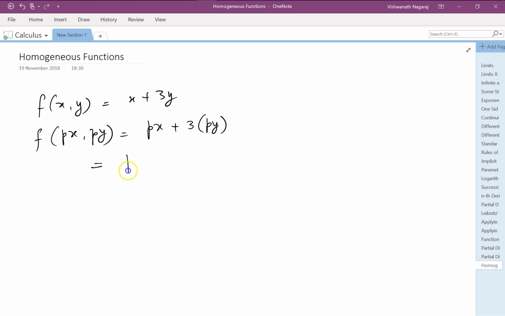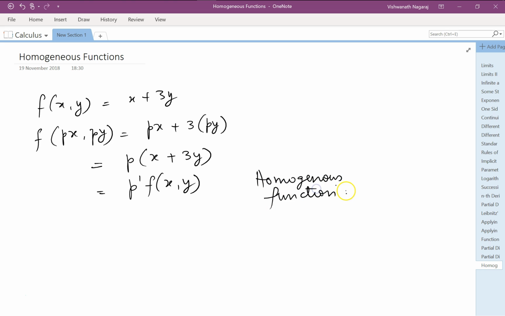So what happens? P is common. So I take out p and I'm left with p times x plus 3y. Now x plus 3y is nothing but f of x comma y. Now remember, here p is to the power of 1. Now if a function can be transformed into this form, then it is called a homogeneous function. And depending on what the exponent of p is, the exponent of p is called the degree of the function.